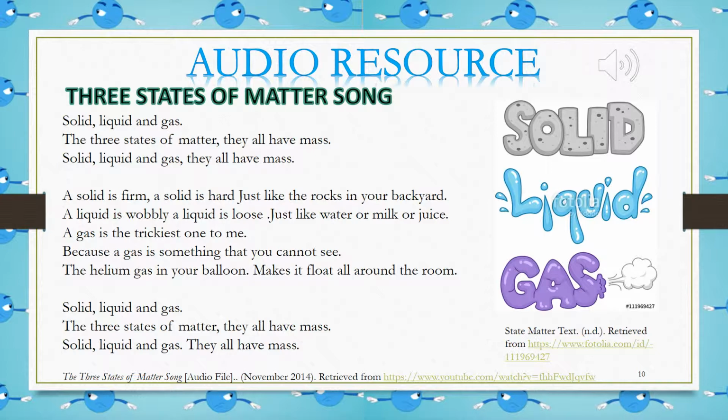Solid, liquid, and gas. The 3 states of matter, they all have mass. One more time, you guys, come on! Solid, liquid, and gas. The 3 states of matter, they all have mass.